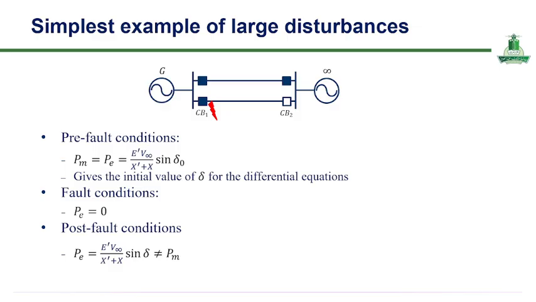When the fault occurs, the electrical output power drops to zero, causing an imbalance that accelerates the rotor. After the fault is cleared, the system transitions to post-fault conditions where electrical power is restored but no longer equal to mechanical input, leading to rotor angle oscillations. So this forms the basis for transient stability analysis.